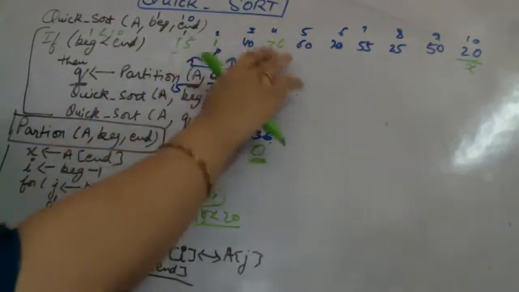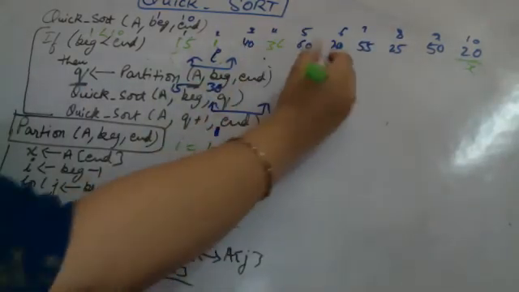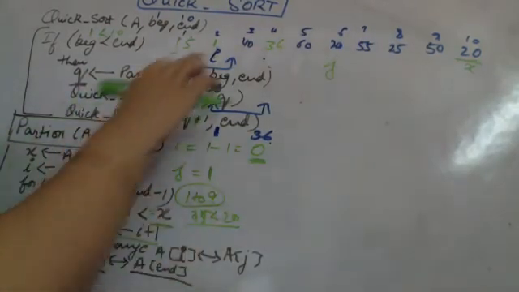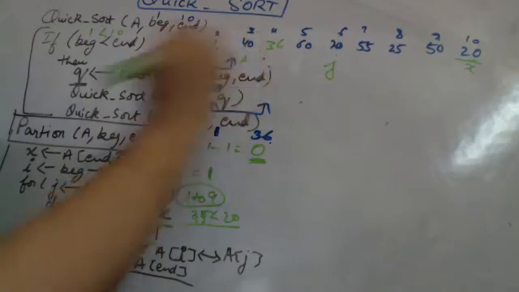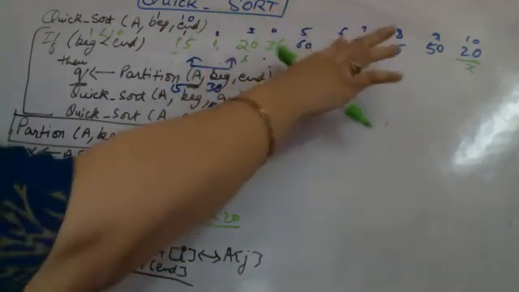Next iteration, J changes. 60 less than 20? No, do nothing. J changes. Less than equal to कर देना. 20 less than equal to 20. Yes. Increment I. I comes here. Swap I and J. So that 20 comes here, 40 comes here.